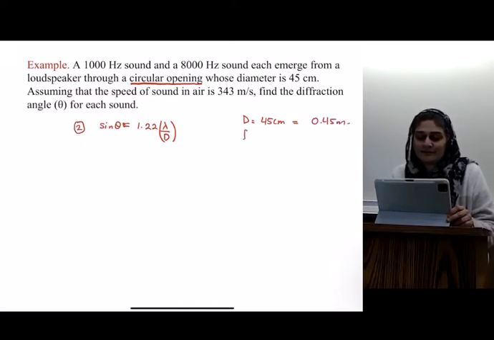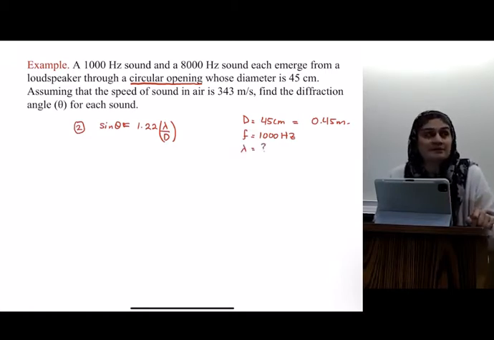I have been given a frequency of 1,000 hertz, but I need lambda. So how do I go from frequency to lambda? We know C equals lambda F, and C is just the speed, or I should just say V. V equals lambda F, which is just the speed. So 343 equals lambda F.